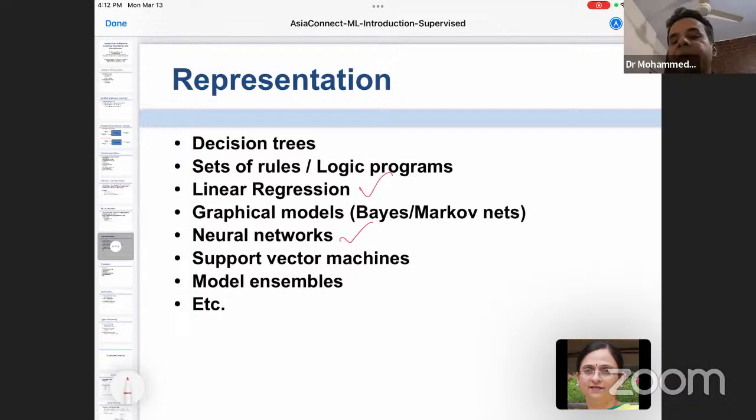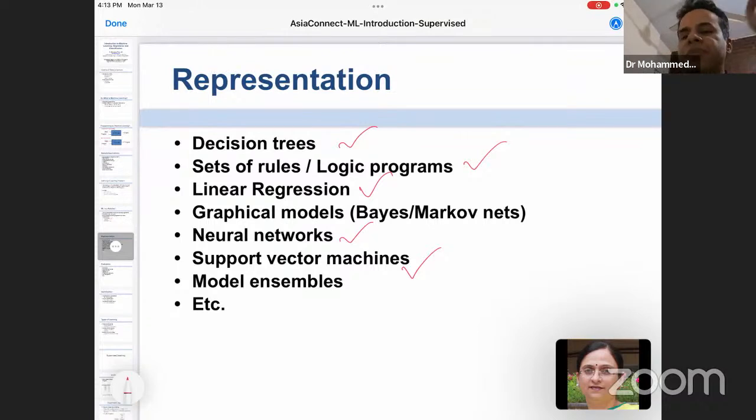In some algorithms, you will learn many parameters. In some algorithms, you will learn few parameters. In some algorithms, you will learn rules. And in a decision tree, you will build a tree based on your data. So there are many things, and today we'll also see some examples of support vector machines. There are many representations of your learning algorithm, and you have to choose one.